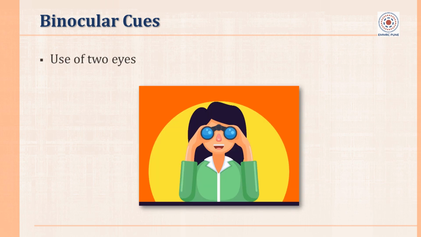These were some examples of monocular cues. Now let's understand some binocular cues. As the name suggests, binocular cues require use of both eyes. Let's understand the first binocular cue, which is called convergence.